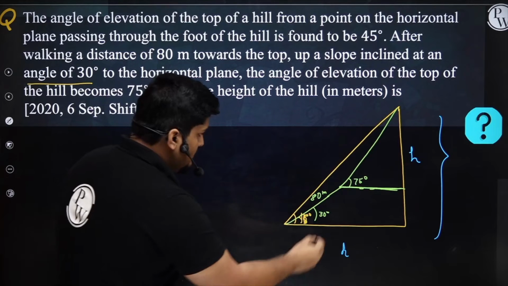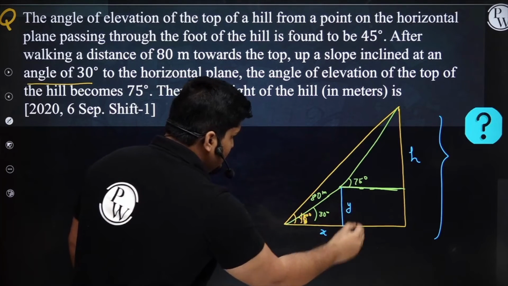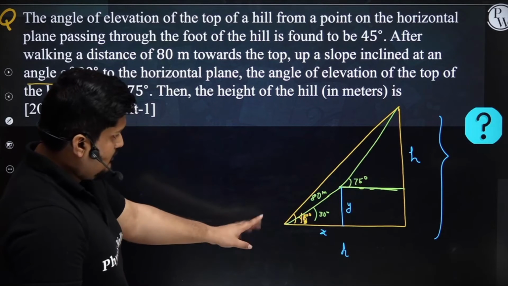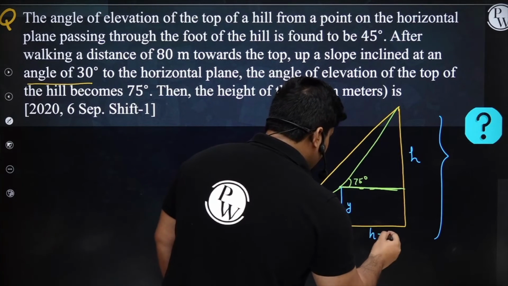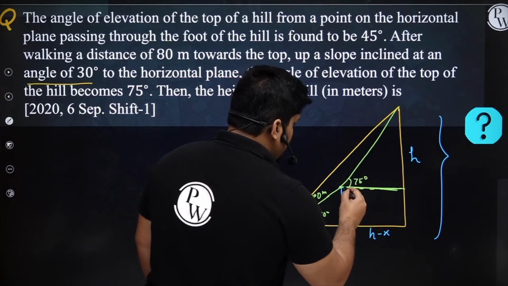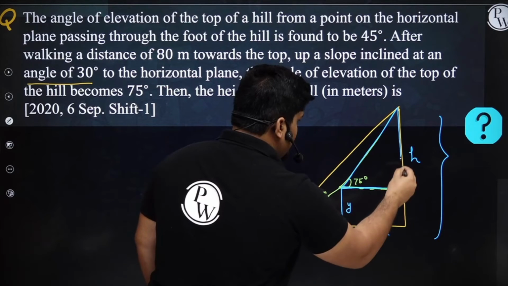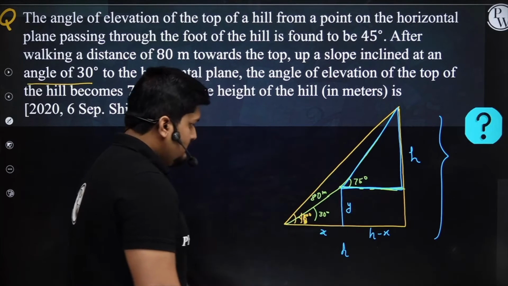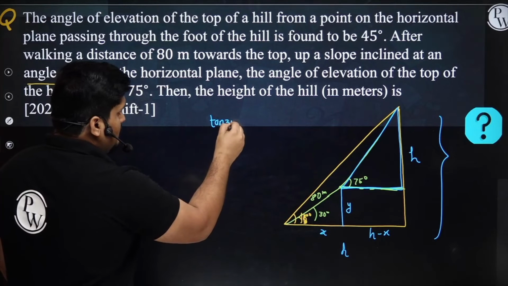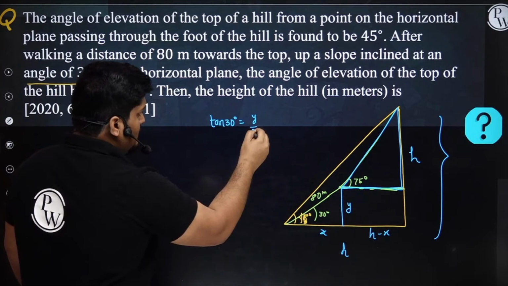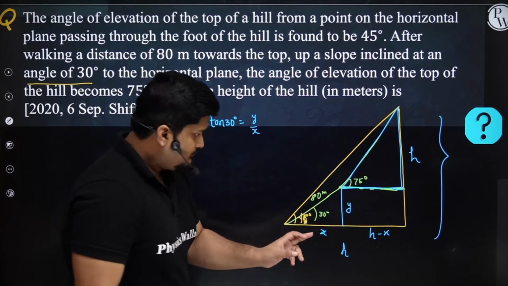This is 80 meter. So suppose this length is x and this length is y. If this is x, then this length will be h minus x. So we have so many terms here. So tan 30. What will be tan 30, guys? Tan 30 degree will be equal to y by x here.